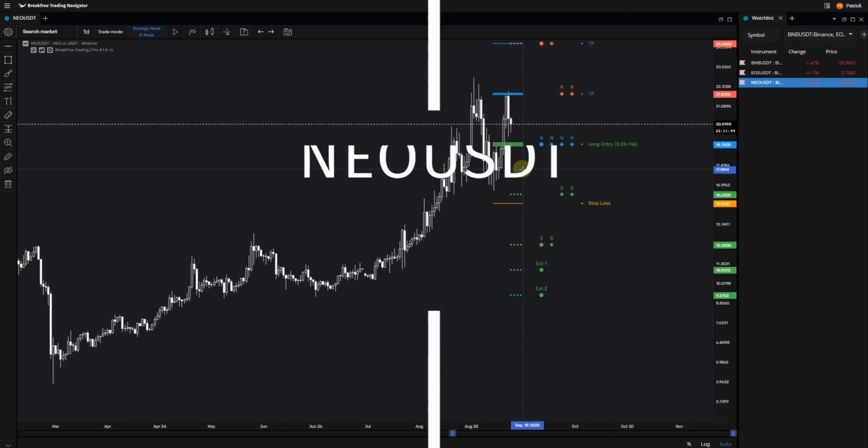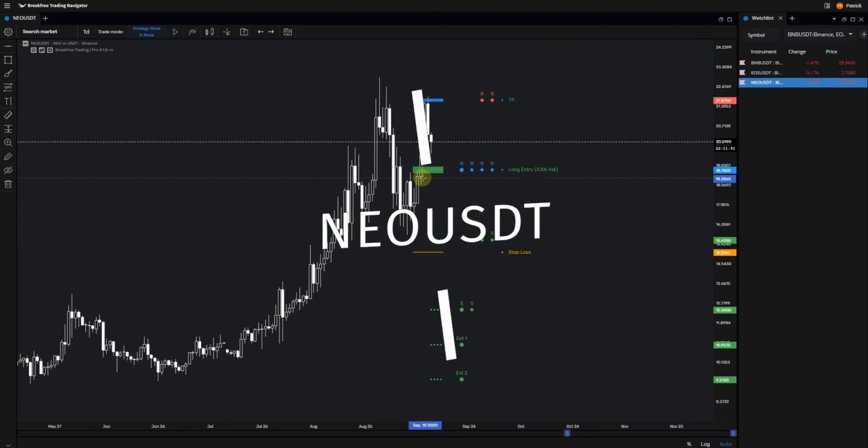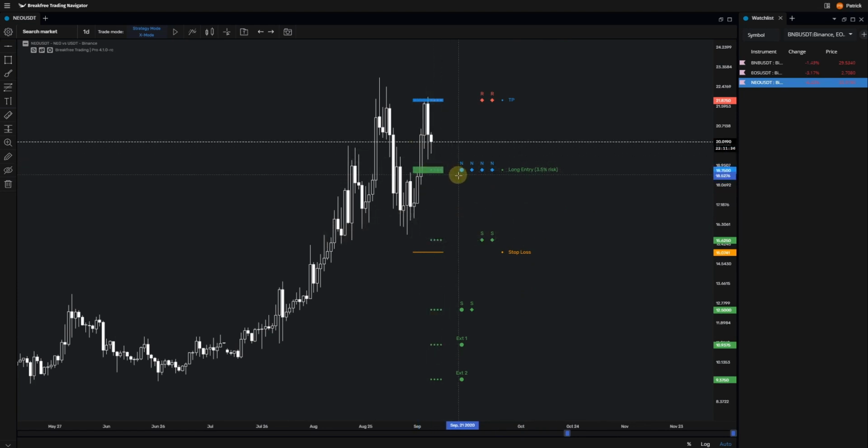Next up, we have NEO. Another really clean trade. So we're just waiting for price to come back into a long entry box, and from there we can take price up into our TP1, TP2 over here. And that's the market review for this week.